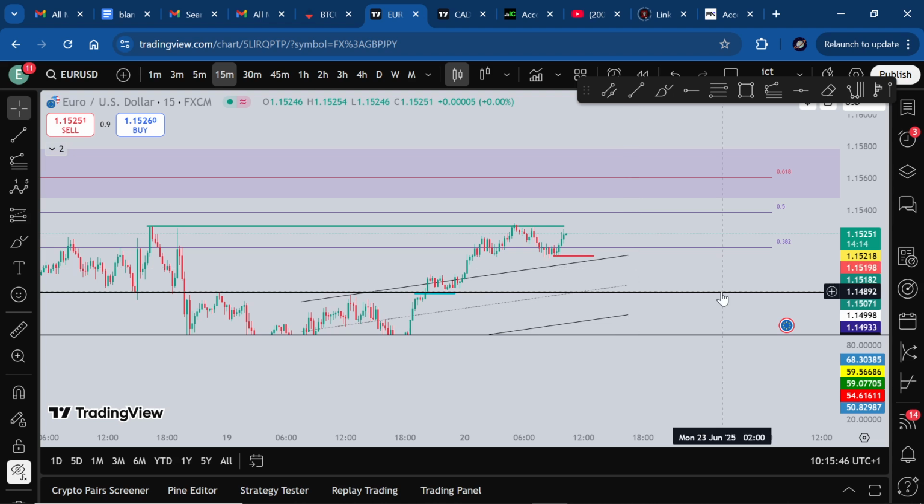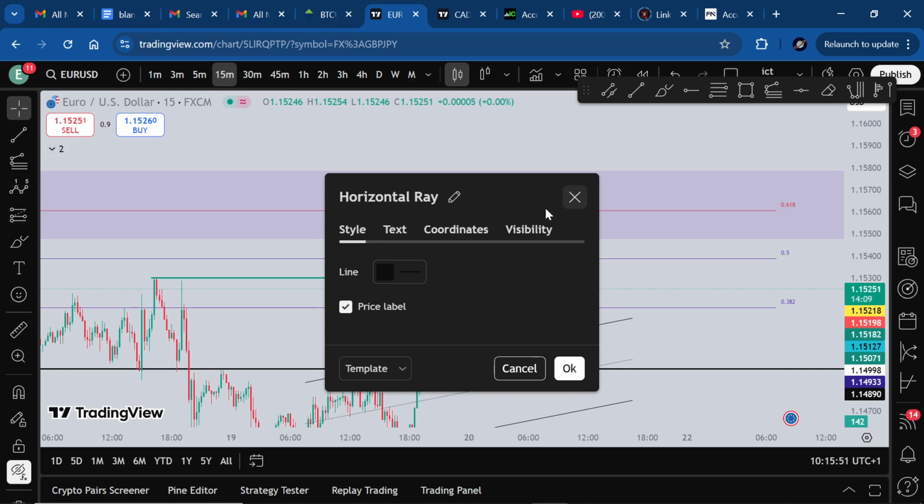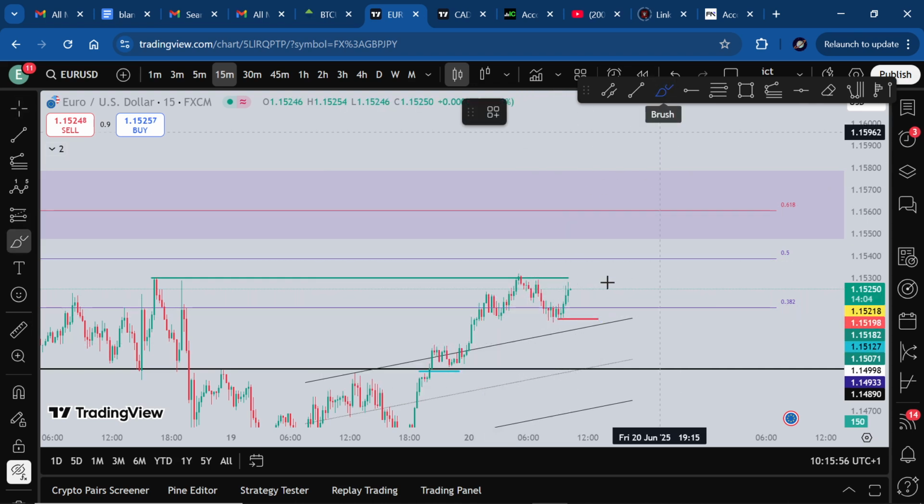So yeah, okay, Euro USD, GBP USD, literally just waiting for them to drop off today, just waiting for them to make their move down, looking for this, basically.